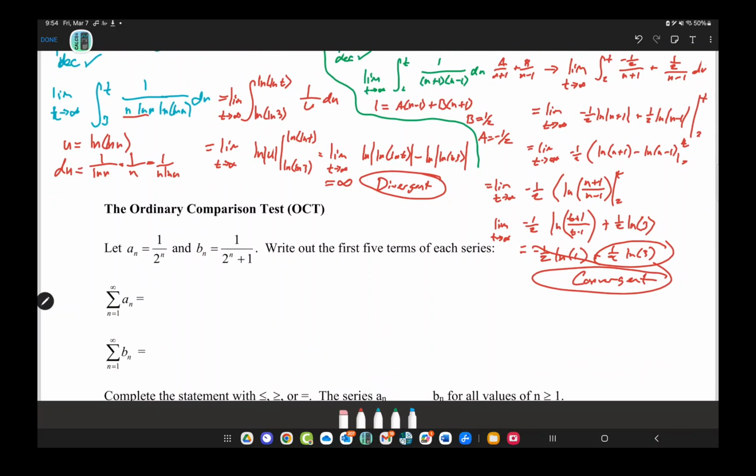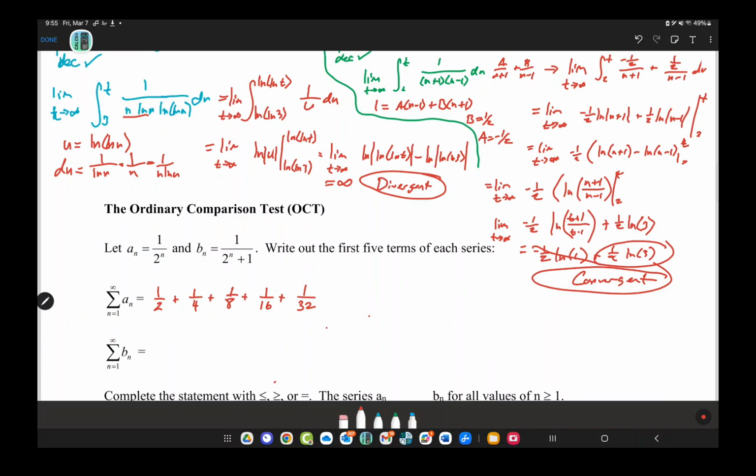Ordinary comparison test, that's OCT. Let A be equal to 1 over 2 to the power of n, and B be equal to 1 over 2 to the power of n plus 1. Write the first 5 terms in the series. So what do you get for A if n is 1? 2. Well, n is 2, 4. And n is 3, 8. N is 4, N is 5.